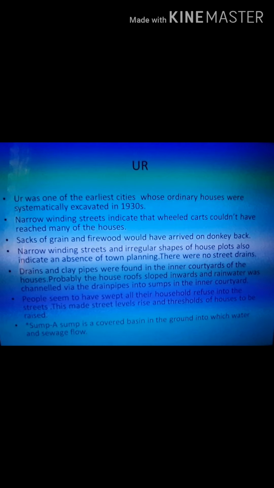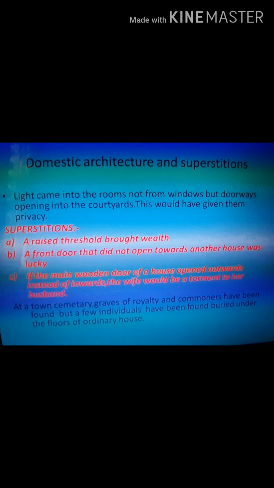Here we should know what a sump is. A sump is a covered basin in the ground into which water and sewage flow. That was so much about the street and the town planning.